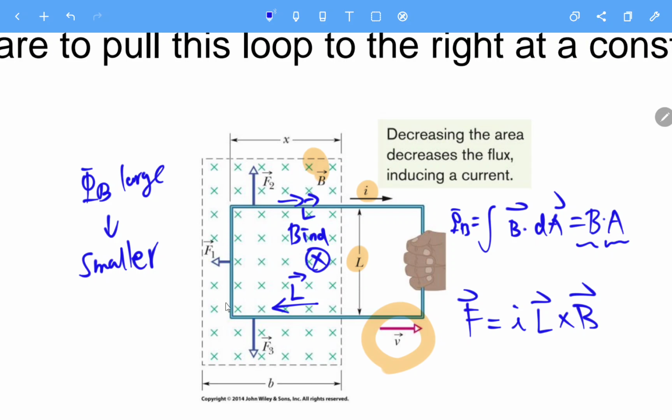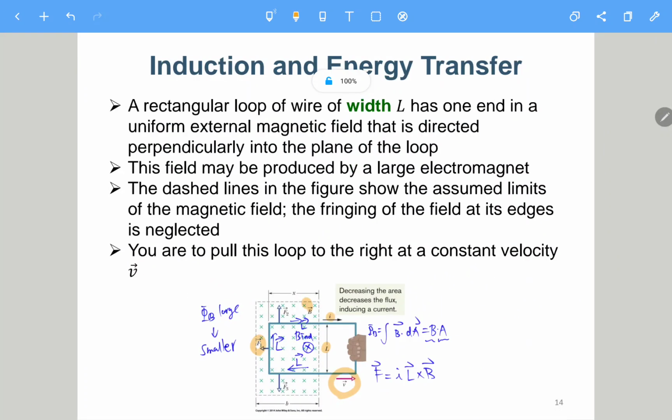And then the remaining one, this one. Okay, so this one, L is pointing upward. So you use your finger pointing upward and then cross to B into the page. So your F1 is pointing to the left side. Which means that if you try to pull this loop out, pull this loop to the right side, there will be a force grabbing it back, trying to not let you pull it out of the B field.